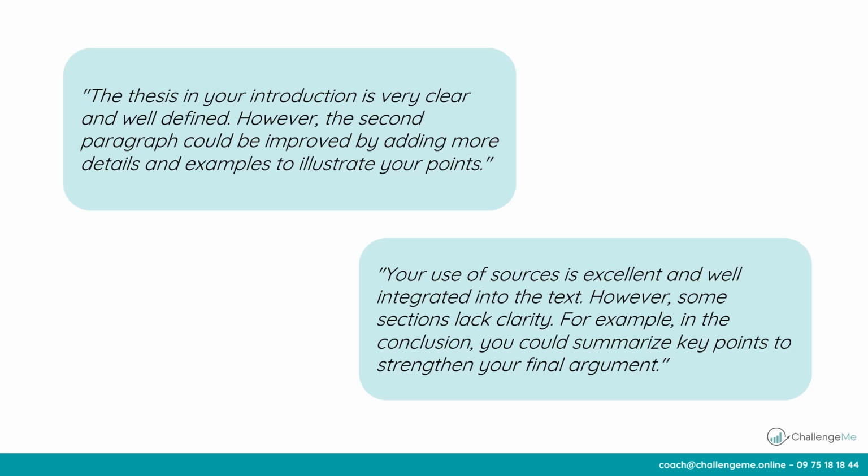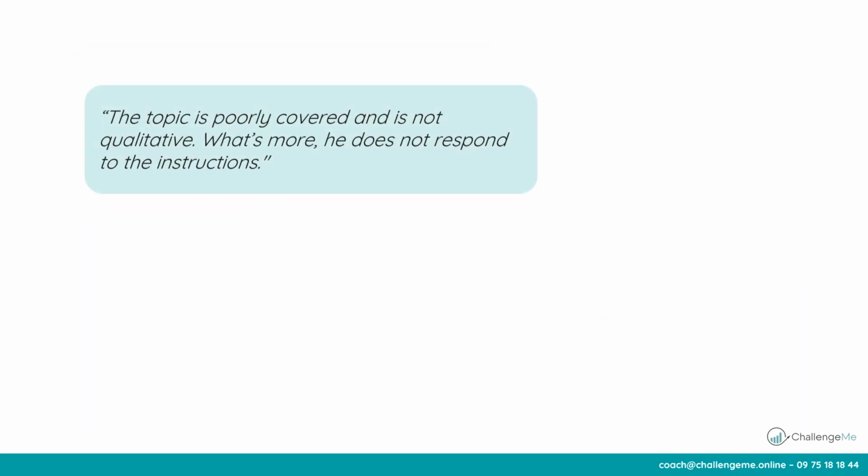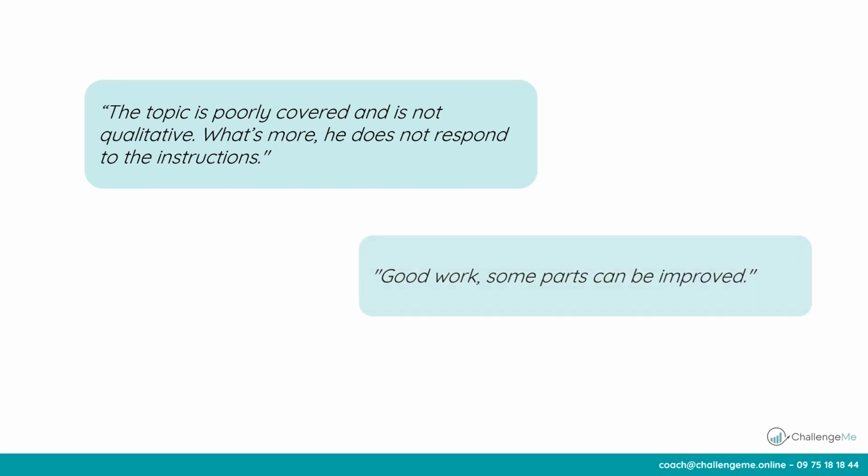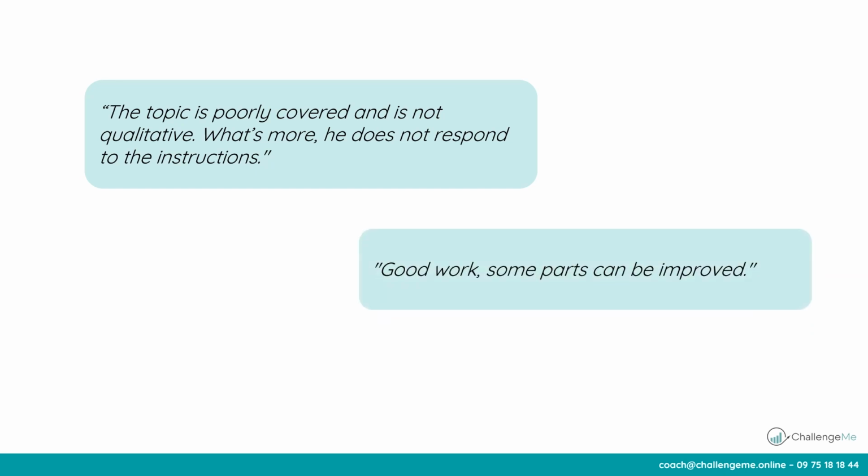Let's look at some examples of irrelevant feedback. The topic is poorly handled and not qualitative. What's more, it doesn't respond to the instructions. This feedback is non-constructive and doesn't enable the recipient to identify his or her strengths and areas for improvement. Here's a second. Good work. Some parts can be improved. This feedback is vague and provides no useful or specific information to help improve the work.